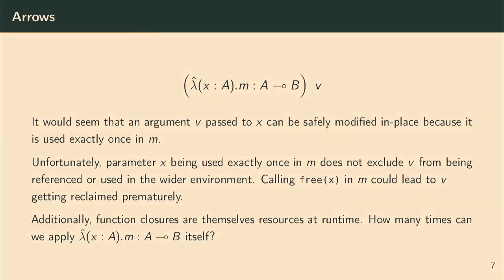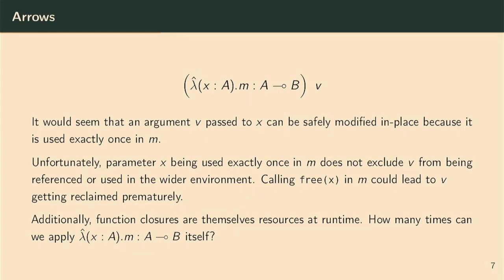So it would seem that if we apply this linear lambda expression to some value v, that the v passed into x seems like it could be modified in place because it is used exactly once in m. But unfortunately, the parameter x being used exactly once inside of m itself does not actually exclude v from being referenced or used in the entire program. It just says it's being used locally once in m. It doesn't say anything about v being used in the entire program.